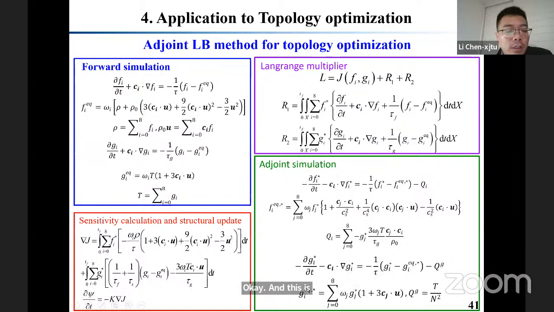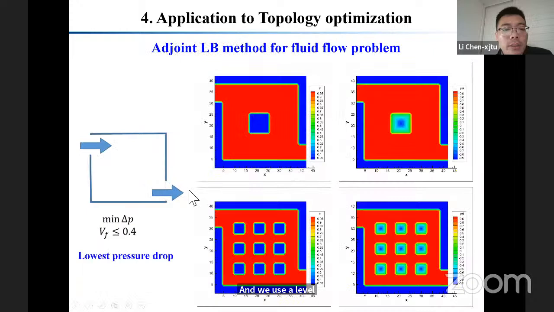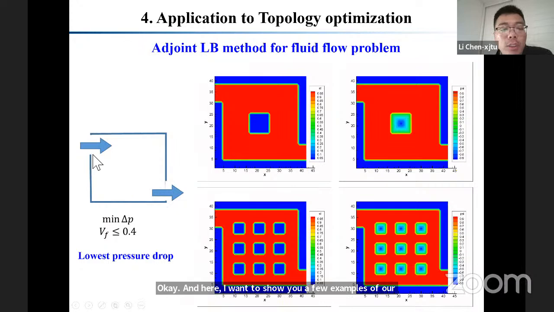Here I want to show you a few examples of our method for optimizing the structures. For example, for a square domain, water flows into the domain from the top left and flows out of the domain from the right bottom, and we need to minimize the pressure drop.